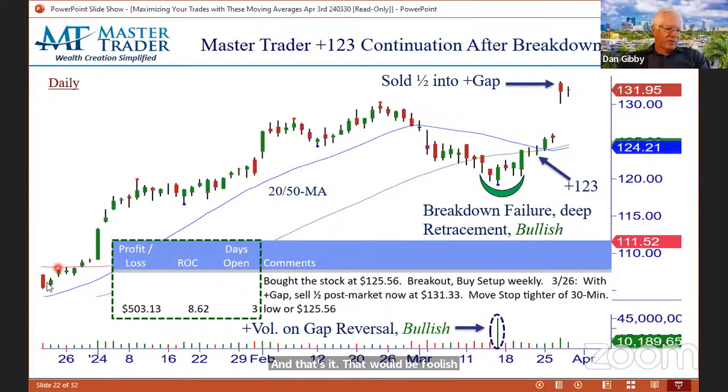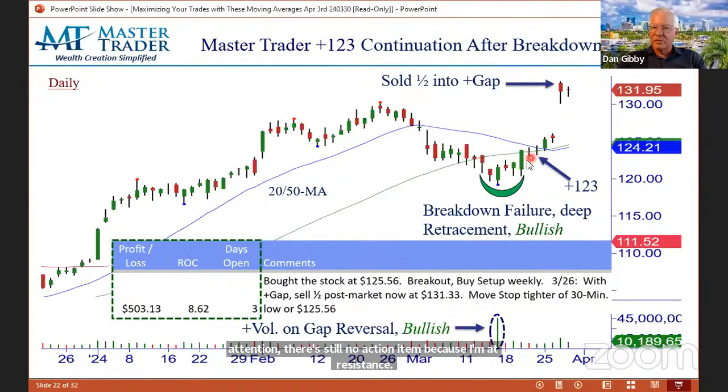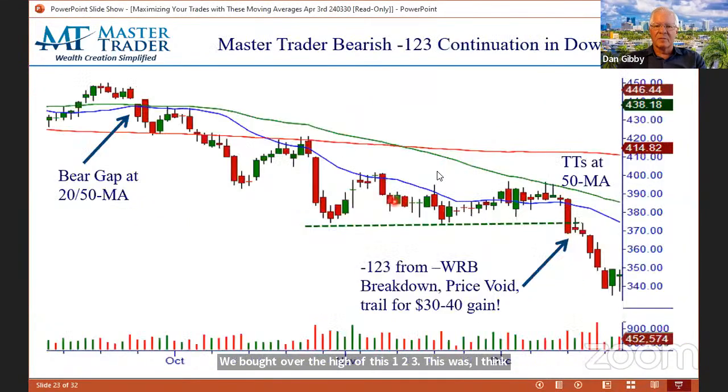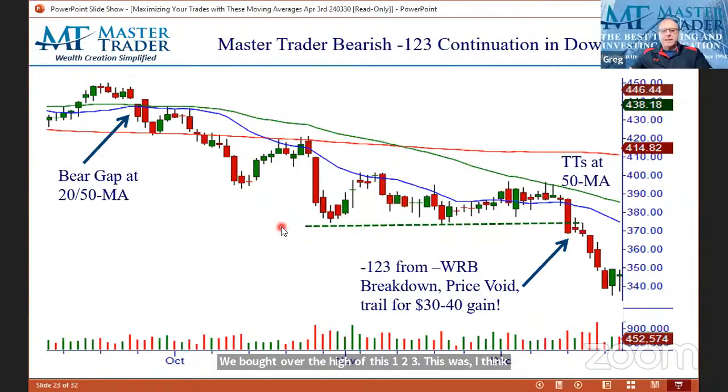The powerful uptrend, I can tell here, 20 above the 50, got far away, broke down, it's rebuilding, 20 converging. Now you got my attention. There's still no action item because I'm at resistance. We bought over the high of this 1, 2, 3. This was, I think, Mark actually. Then we sold on the gap breakout. Yeah, go back to that for 1 second.